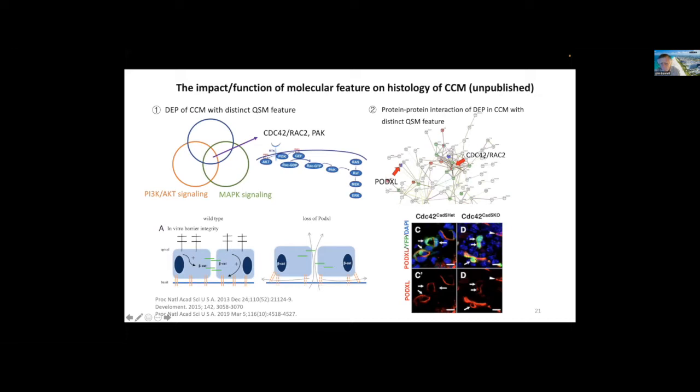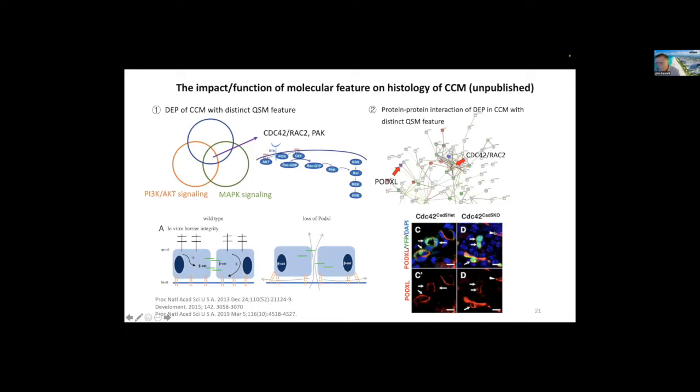RAC and CDC42. In normal endothelium, PODXL is expressed along the endothelial apical surface, which is around the lumen of the vessels. And the green fluorescence on the right indicates a knockout of CDC42. We can see that in the cells with CDC42 knockout, the PODXL stained in red is not along the lumen and shows malformed vessels.